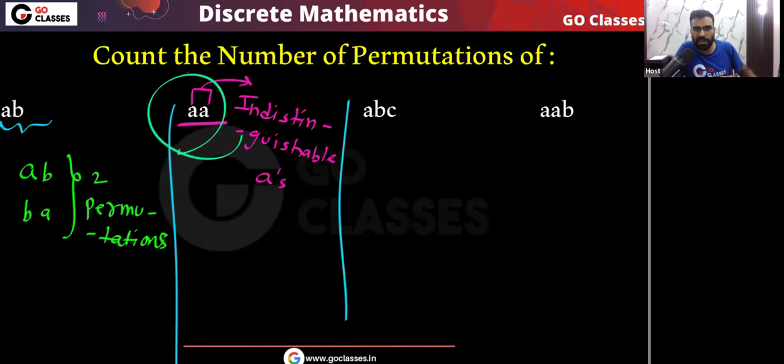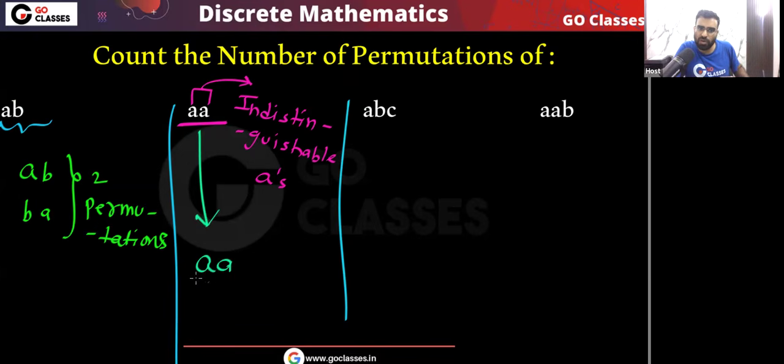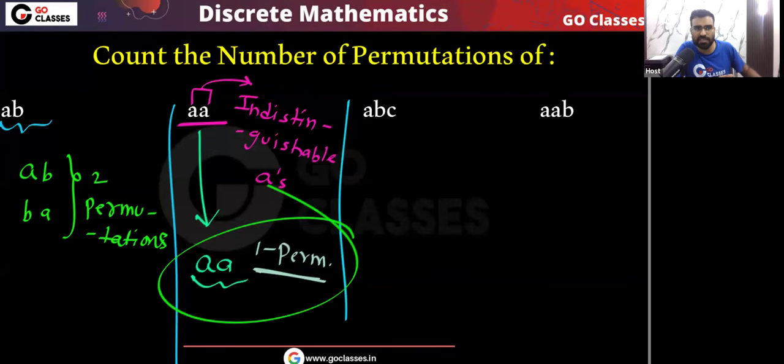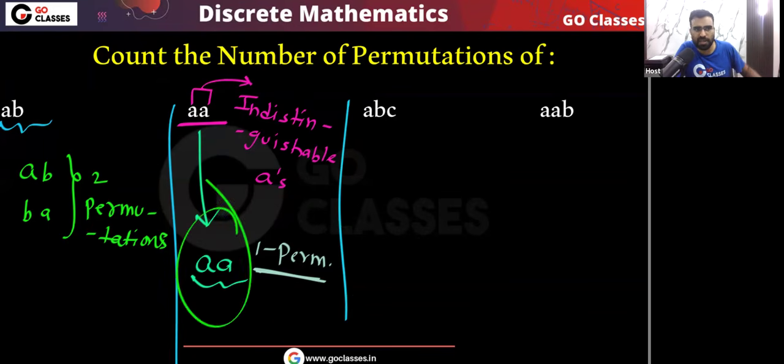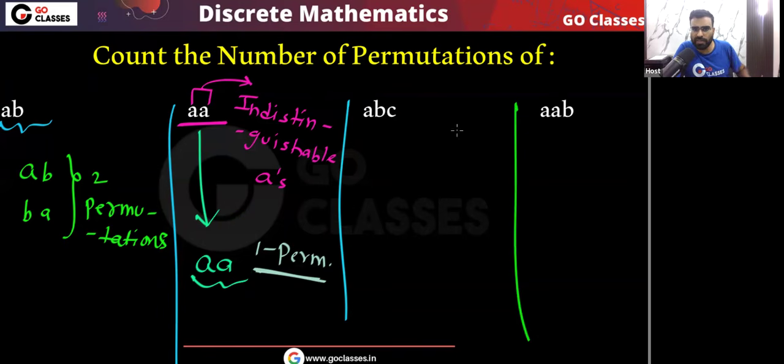Now you can see we have repeated elements here, A. So how many permutations will be there? There will be only one permutation you can create, right? Only this is the one permutation you can create. Only one permutation is there. So you can see when there are repeated elements, then the number of permutations is getting decreased. Here you have no repeated elements, so number of permutations was 2. Here you have repeated elements, the only one permutation is there, that is AA. So when there are repeated elements, the number of permutations is getting decreased.